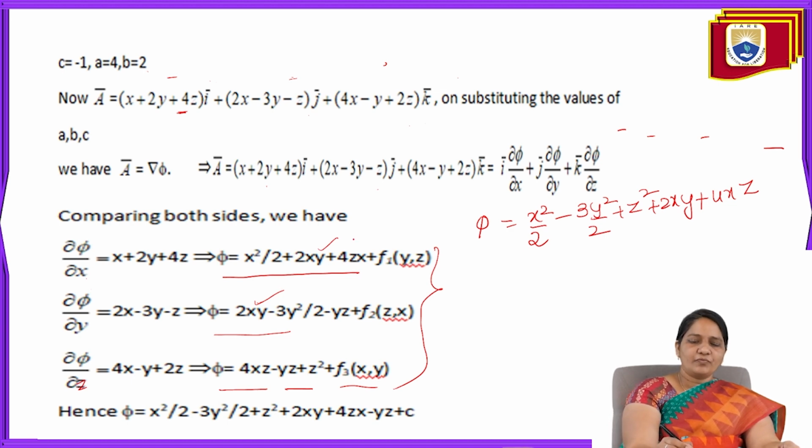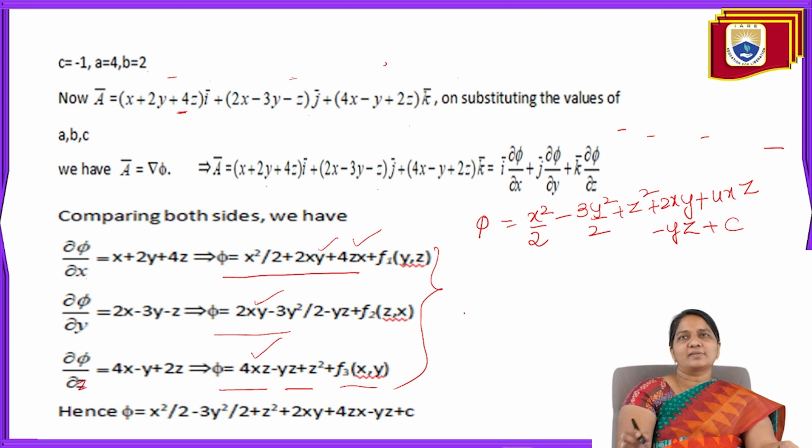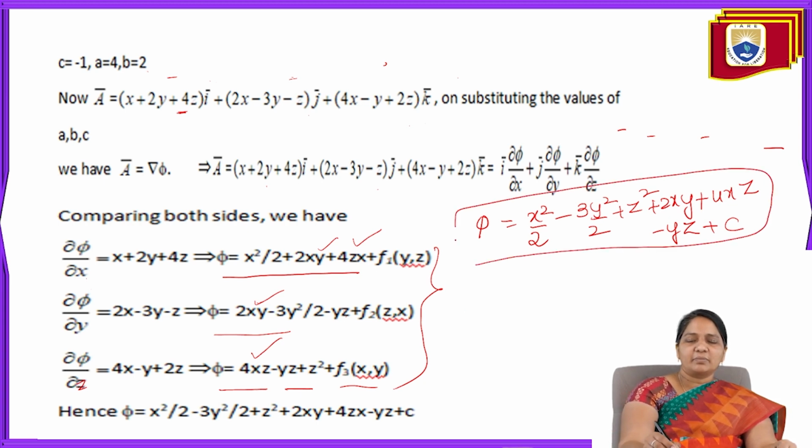That's enough. Then 4xz is here and here. Only one time we can write, that's enough. Next one is minus yz. Here also minus yz. So we can write minus yz plus some constant. We can write all this constant as c. So this is our final pi. That is nothing but the scalar potential function.